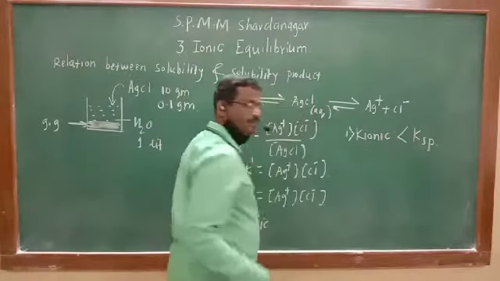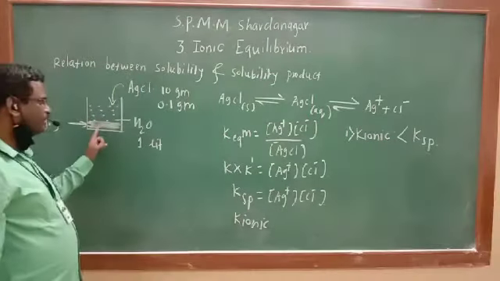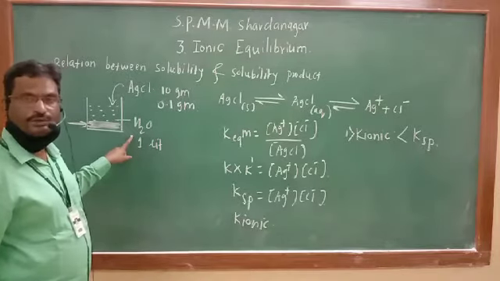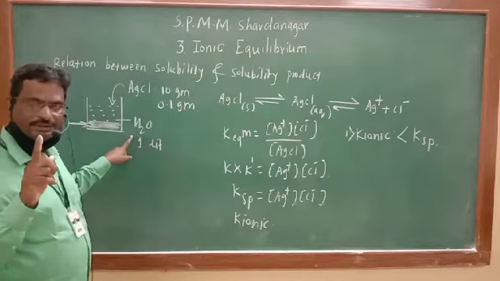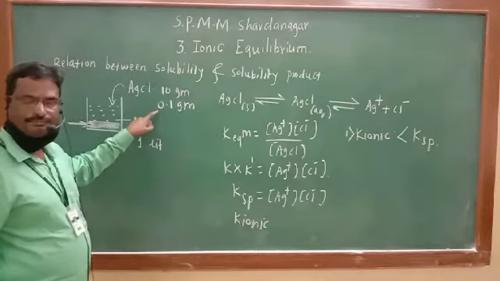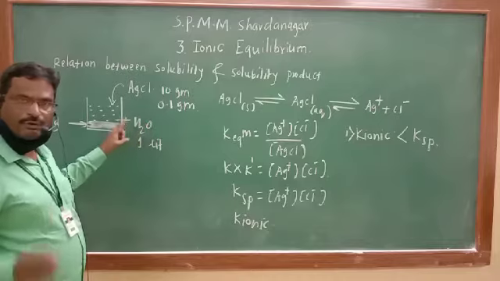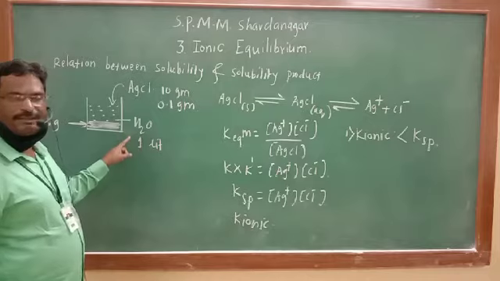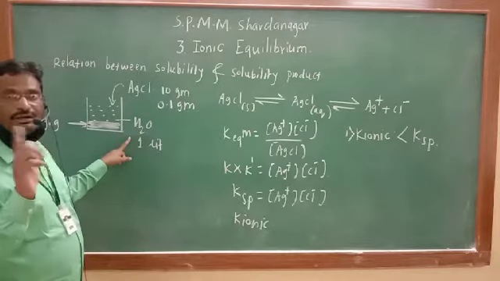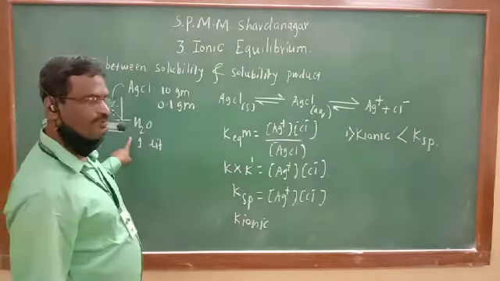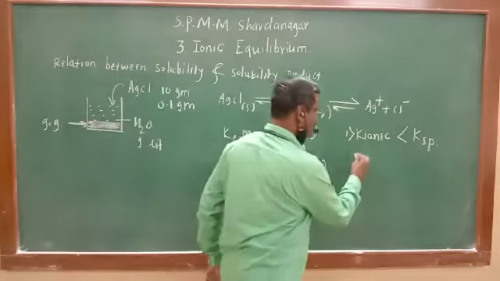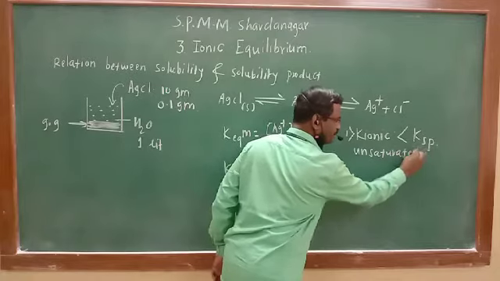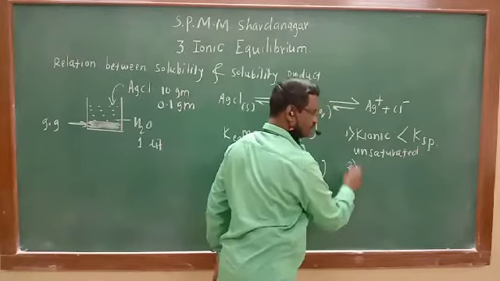At that time, the capacity of this water is not used totally to dissolve the solute. Since the capacity is 0.1 gram to dissolve, but we have taken less than 0.1 gram, therefore the ability or capacity of water is not totally utilized. Hence, this type of solution is known as an unsaturated solution.